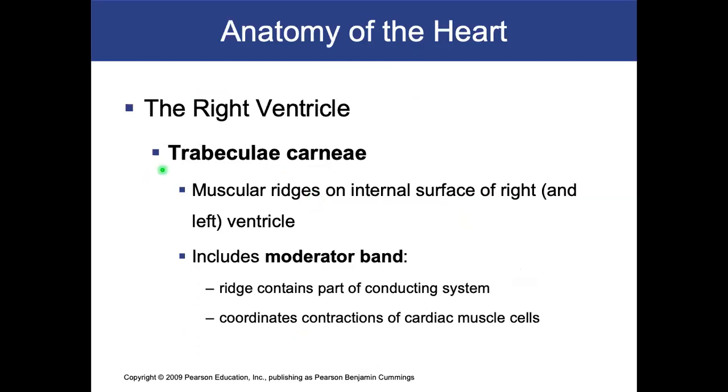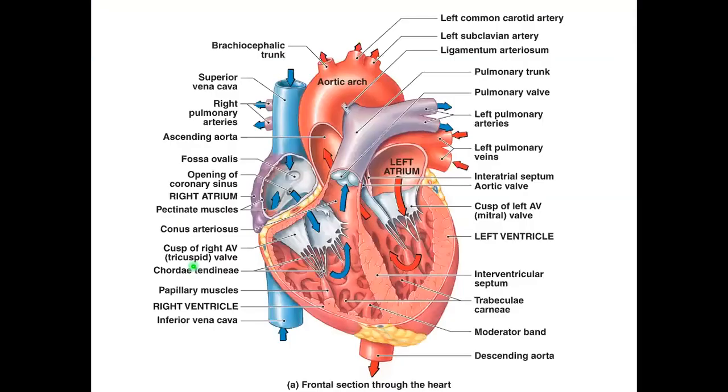Trabeculae carneae are muscular ridges on the internal surfaces of the ventricle. This includes a moderator band. It's a ridge that contains part of the conduction system. So the moderator band has portions of your internal conduction system that we can measure from the EKG. It coordinates contraction of your cardiac muscles. So here's your trabeculae carneae, and then your moderator band right there.